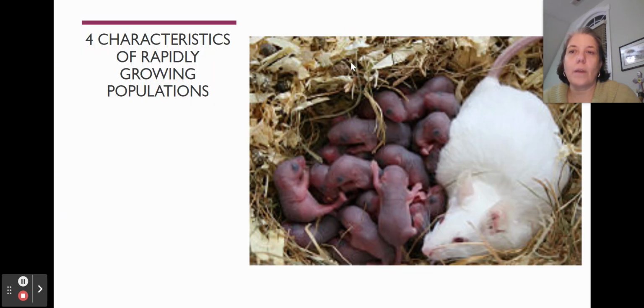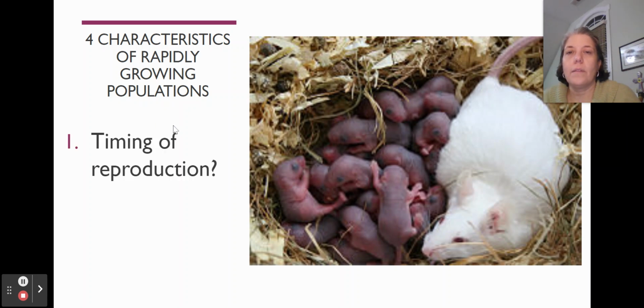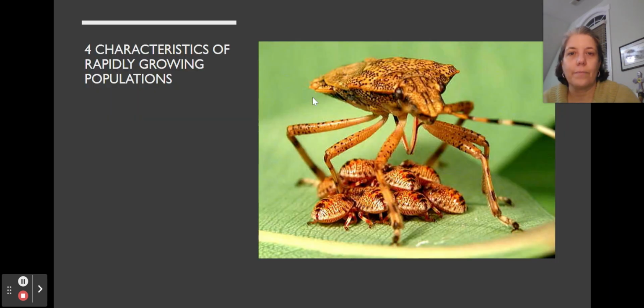So let's think of some characteristics of populations that grow really rapidly. What would you say? So, the timing of reproduction, what would that be for a population that is growing very quickly? It's going to be early in life, which means that these mice don't have to be very old before they can already start having babies. So, if you reproduce early in life, then it's likely that you're going to lead to higher population growth.